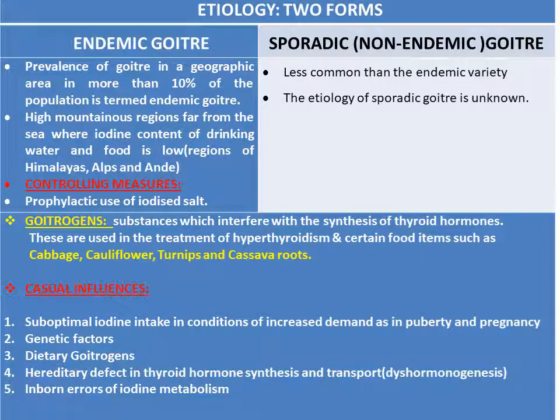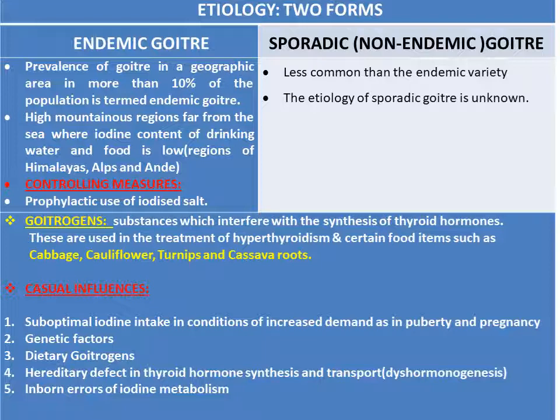Next, two forms: endemic goiter and sporadic goiter. Sporadic goiter is also called non-endemic goiter. First, endemic goiter: prevalence of goiter in a geographic area in more than 10% of the population is termed endemic goiter. It occurs in high mountain regions far from the sea, where the iodine content of drinking water and food is low, such as the regions of the Himalayas and Alps. There, goiter will be observed. The controlling measure for endemic goiter is prophylactic use of iodized salt. Iodized salt should be supplied to people to prevent goiter.